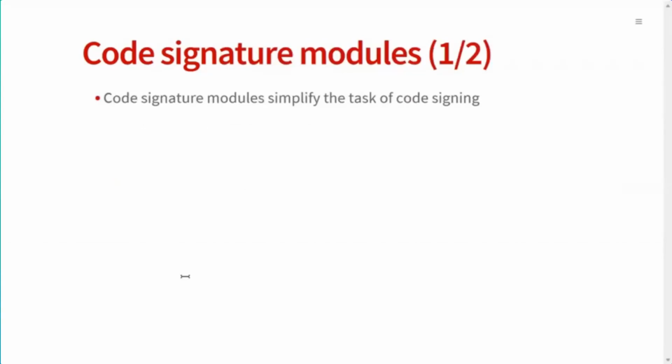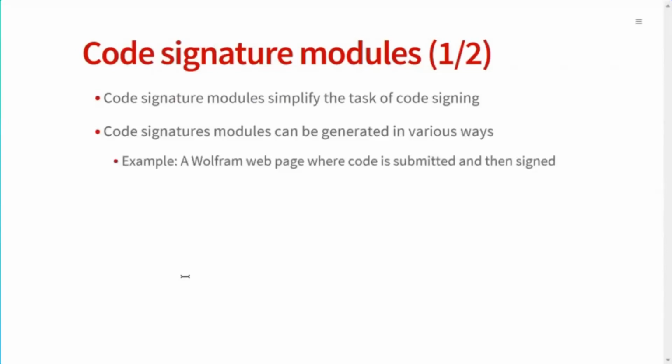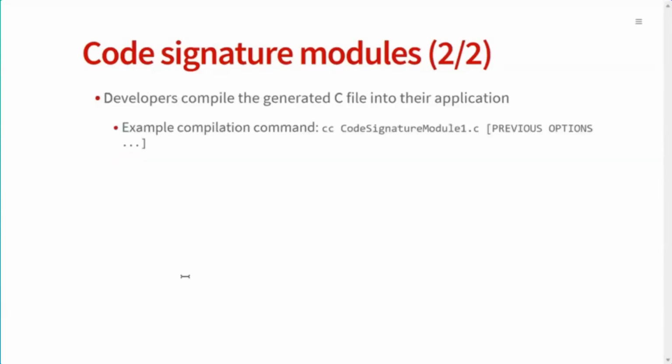So what form does a code signature actually take for a developer? It's something that we're calling code signature modules, and these can be generated in different ways. As an example, one is a web page where you submit your code to us and then you get back a code signature module. Specifically, that code signature module is a C file, and you compile the C file into your application. Once you've done that, the kernel sees what you've signed using the code signature module, so it understands what you've signed.